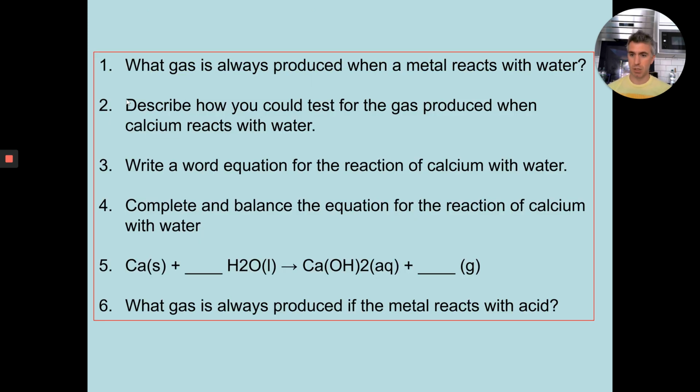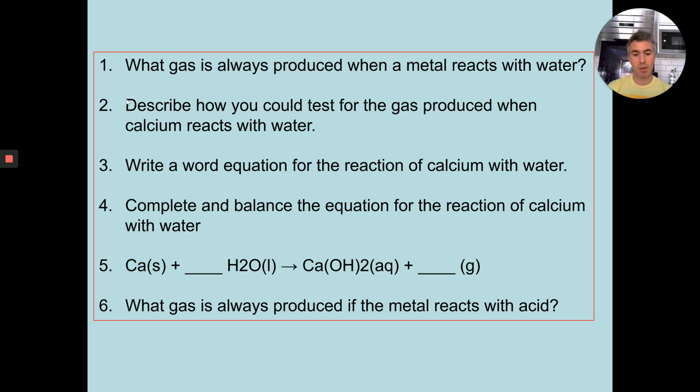Now it's time for questions. Okay, so here we have 6 questions. There's more on the next slide. What gas is always produced when a metal reacts with water? Describe how you would test for the gas when calcium reacts with water. Write a word equation for the reaction of calcium with water. Complete and balance the equation for the reaction of calcium with water. You can see the theory. Just fill in the missing number.